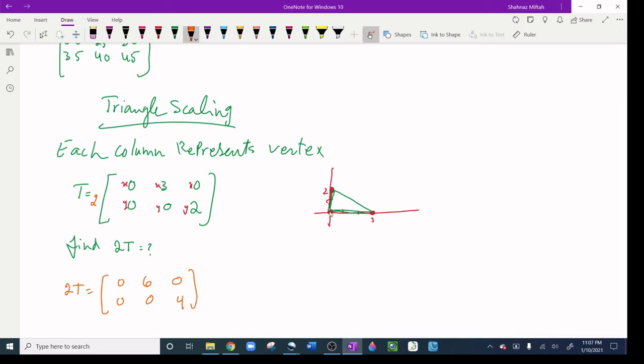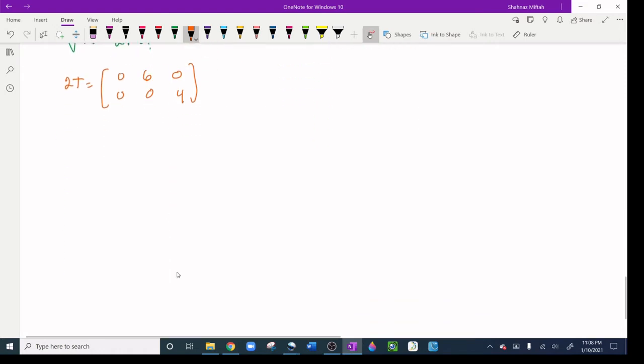Now if I graph this, 0, 0 goes here. 6 and 0: 6 is my x value, 4, 5, 6, and 0 goes here. Then 0 and 4: that's 0, and I have 1, 2, 3, and 4. That's a 4. So connect the dots. Connect all the dots. Do you see the triangle is bigger than the green one? That's because we multiplied by 2. We doubled the vertices. So that's how the triangle scaling goes. That was about the scalar multiplication.